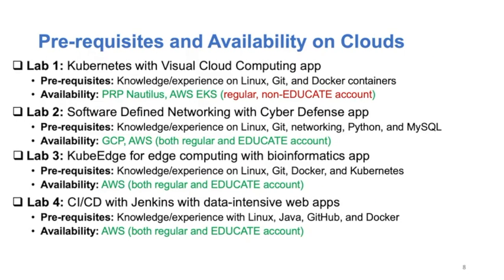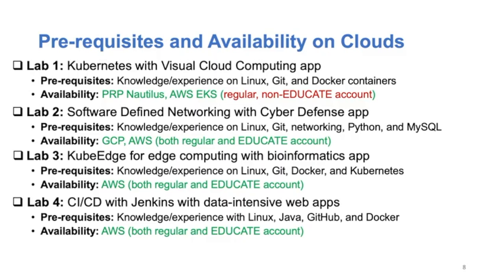The first one is about how to use Kubernetes, in the context of an application which is a visual cloud computing app. The second one is about software-defined networking with cyber defense. The third is KubeEdge with edge computing for a bioinformatics app. And the last one is continuous integration, continuous deploy, CI/CD, which is an important concept for deploying code. We'll do it with Jenkins in the context of some data-intensive web apps.